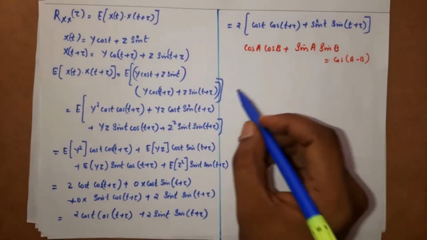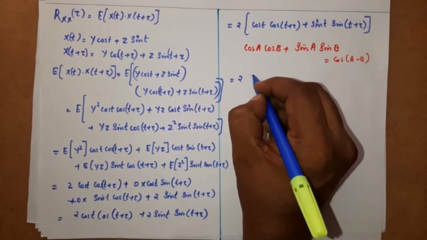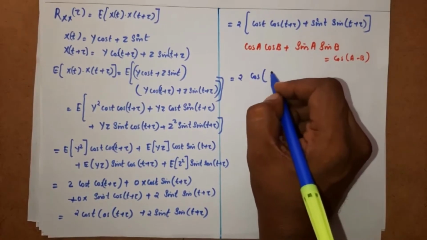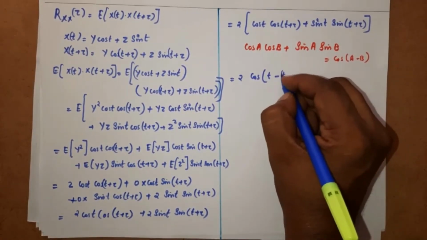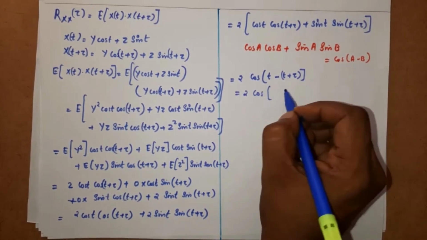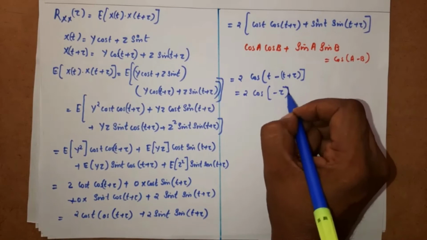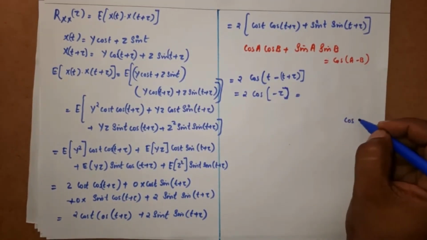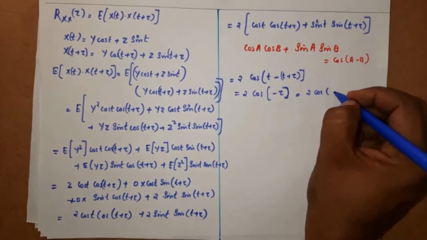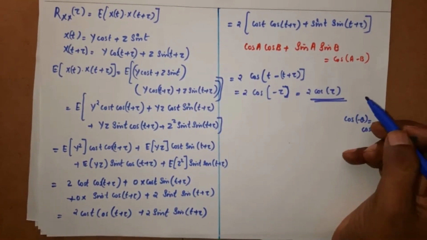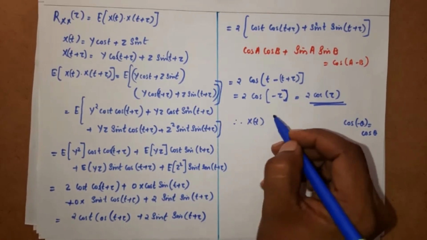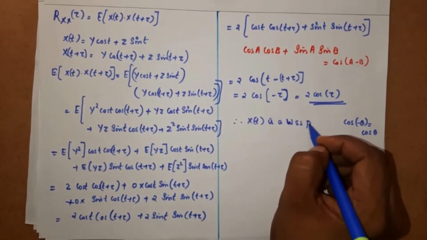So the above function can be written as 2 into cos, a is equal to t and b is equal to t plus 2, t minus t plus 2, is equal to 2 into cos minus 2. Cos is an even function. Cos minus theta is equal to cos theta. Therefore, we can write cos minus 2 as cos 2, which is a function of 2. Therefore, x of t is a WSS process.